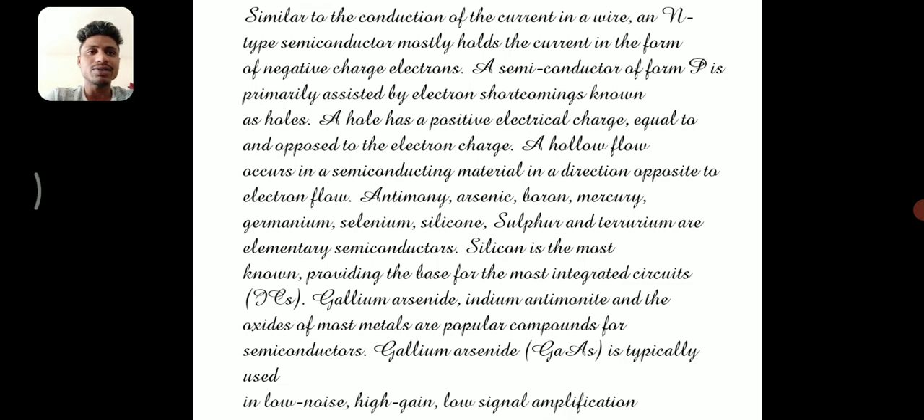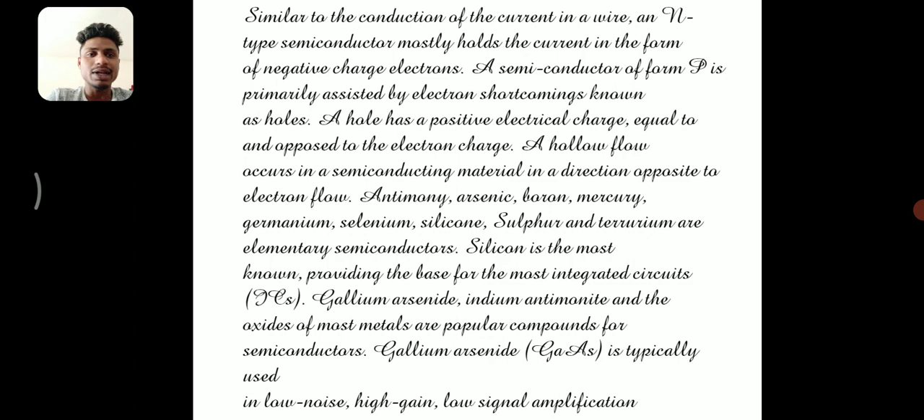Similar to the conduction of current in a wire, an n-type semiconductor mostly carries the current in the form of negative charge electrons. A semiconductor of p-type is primarily assisted by electron shortages known as holes. A hole has a positive electric charge equal and opposite to the electron charge. A hole flow occurs in a semiconducting material in a direction opposite to electron flow.